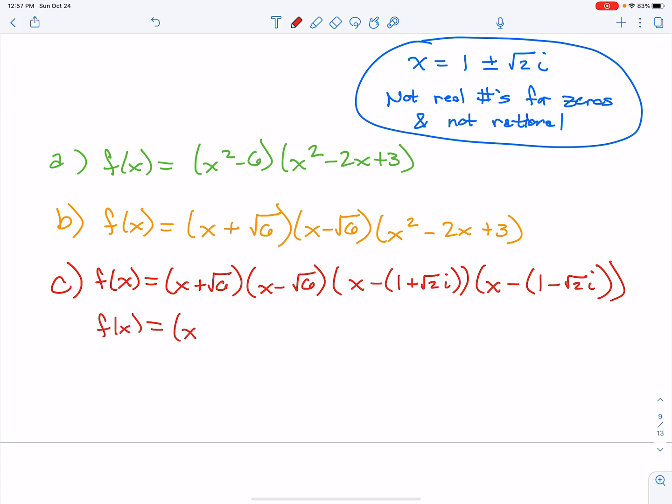So if you wanted to write this as x plus root 6, x minus root 6, x minus 1 minus root 2i, and x minus 1 plus root 2i. Either way is okay here. If we write it this way, we can see the x minus 1 part is exactly the same. That's the real number portion. The root 2i and the negative root 2i part is exactly the same. Only one is positive and one is negative. So these are conjugates with our imaginary numbers.